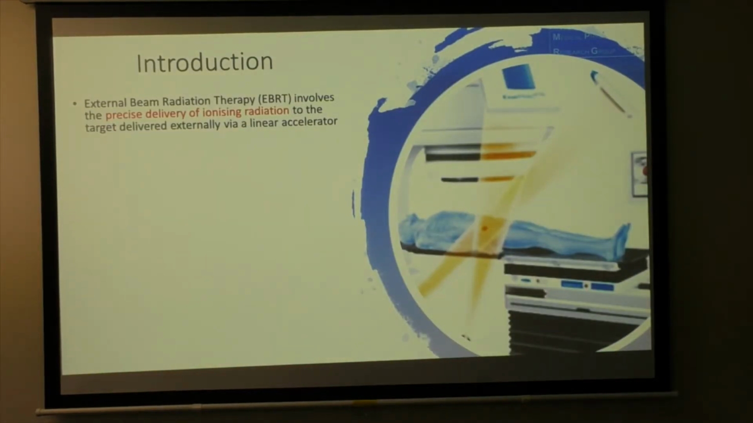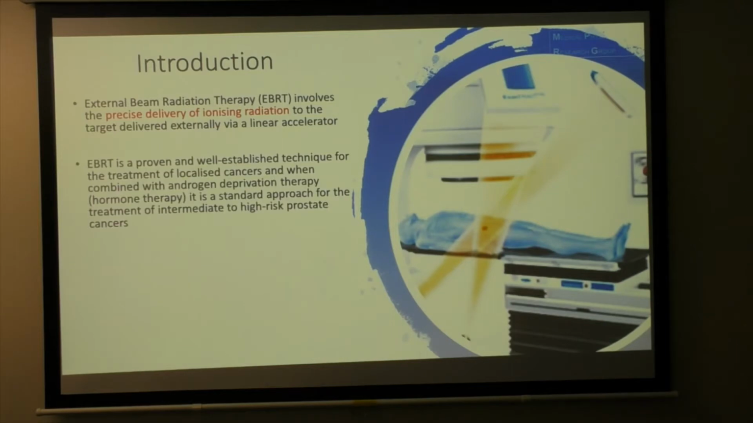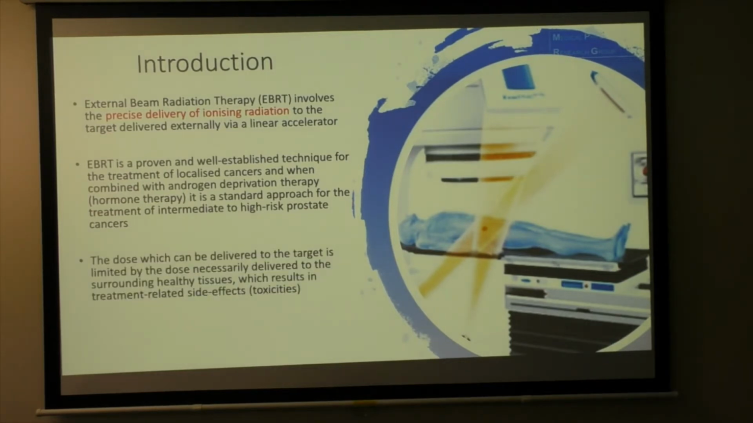So as an introduction, external beam radiation therapy involves the delivery of high-energy ionizing radiation to the target externally via a linear accelerator. So this is a proven and well-established technique for the treatment of localized cancers, and in particular, it is one of the standard approaches for the treatment of medium to high-risk prostate cancer. Notably, the dose which we're capable of delivering to the target is necessarily limited by the dose delivered to the surrounding healthy tissues, which can cause treatment-related side effects or toxicities. And toxicity remains one of the biggest impediments to the efficacy of radiation therapy treatments.